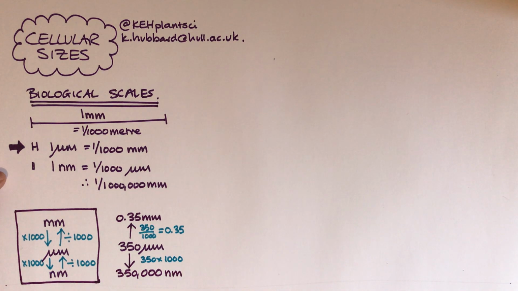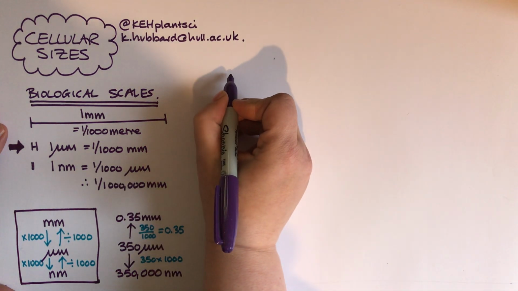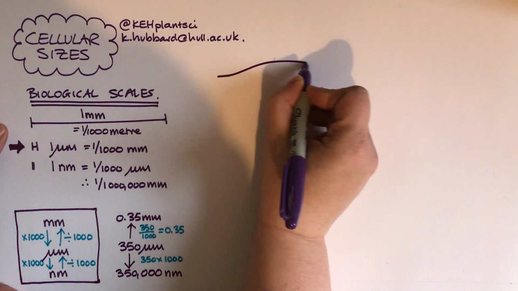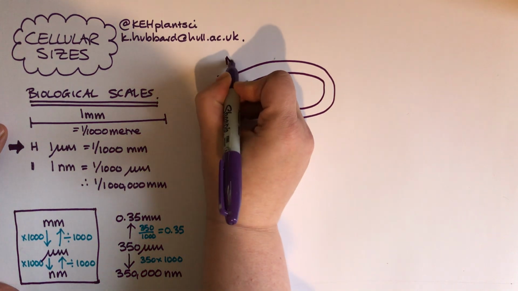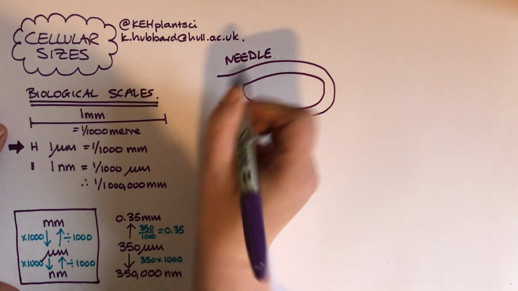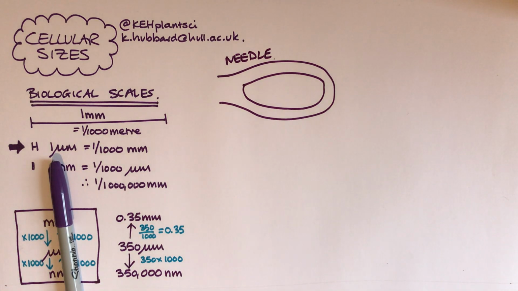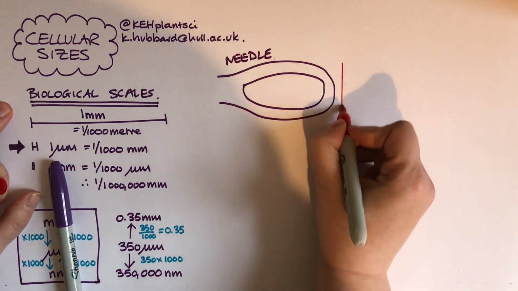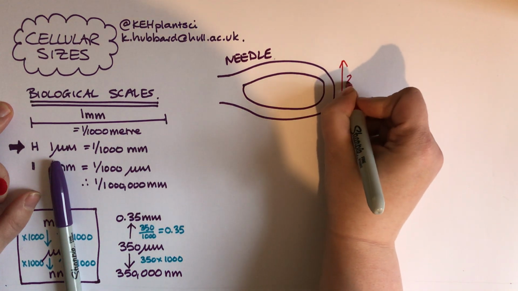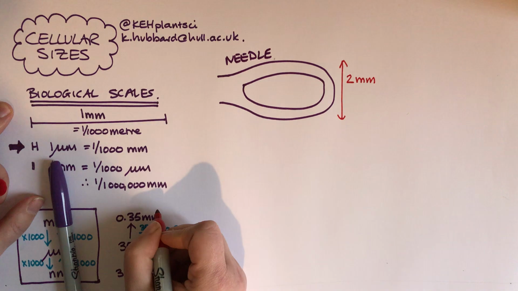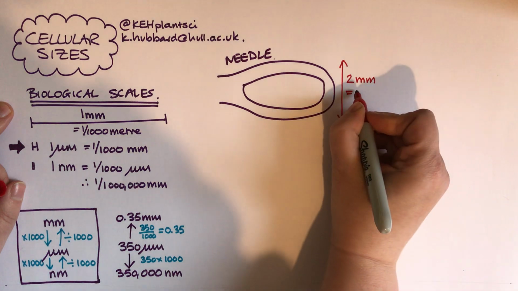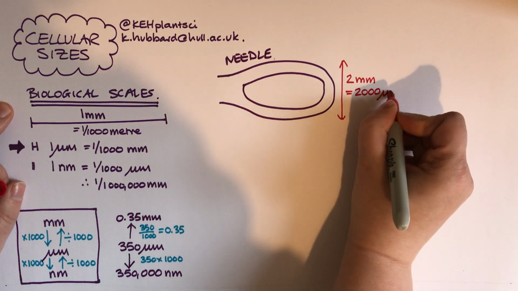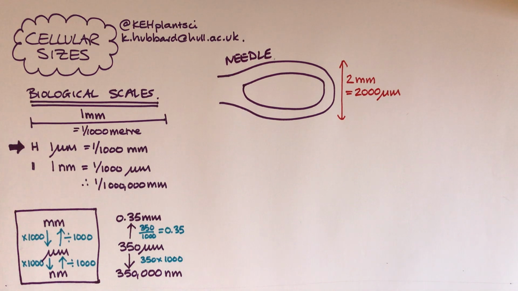Now let's think about some actual biologically interesting things. Let's start off with something that we know how big it is. Let's start off with a needle. If I draw a needle like that, a needle is roughly 2 millimetres across, and using our little scheme down here to get to micrometres, we times by 1,000, so that's 2,000 micrometres. So that's a needle.